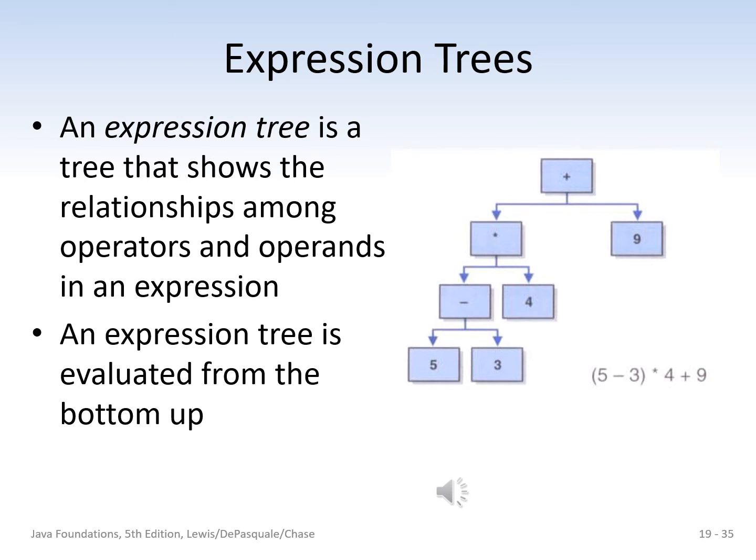A specific example or type of tree is an expression tree, and that shows a relationship among operators and operands in an expression. This type of tree, the expression tree, is evaluated from the bottom up. So in the diagram on this slide, that tree depicts 5 minus 3 times 4 plus 9.